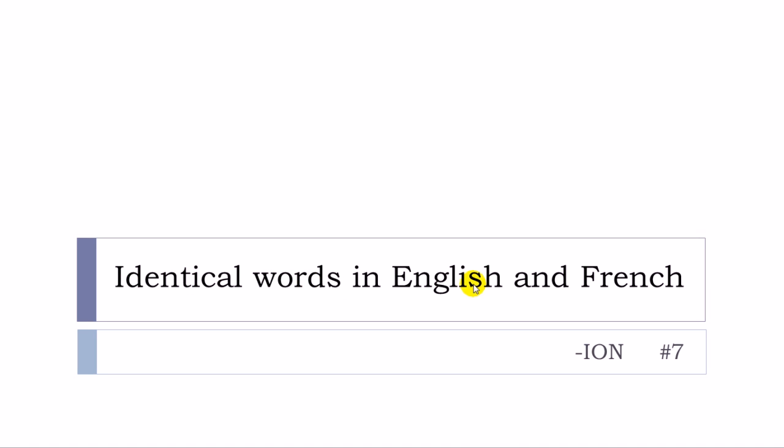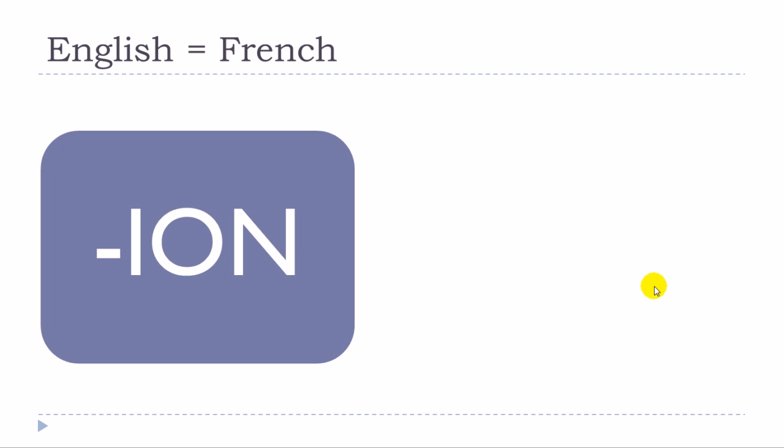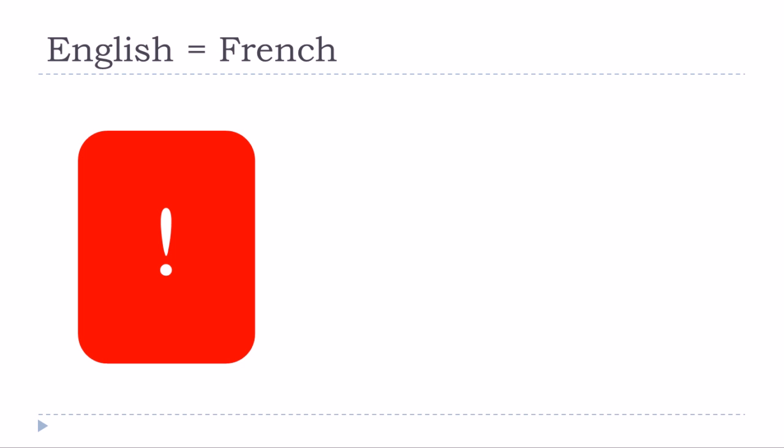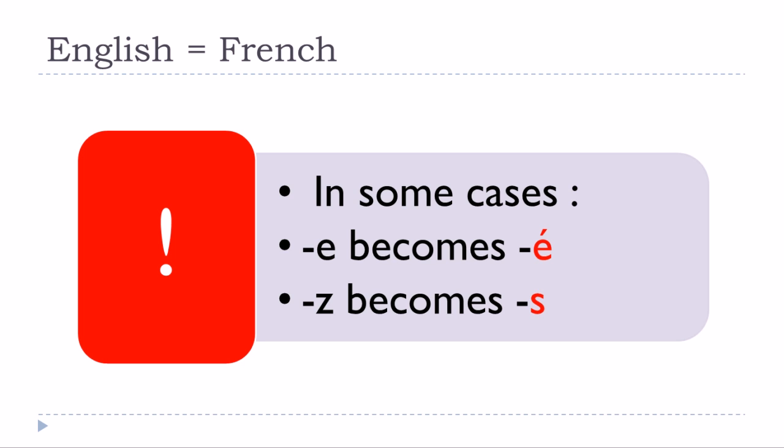Identical words in English and French, and we'll only focus in this video on the words in English that end with EON, because in many cases they will be exactly the same in French, but you should keep in mind that it's not all the time true. So first, the word must exist in French because it's not the case all the time. And then the second thing that you should keep in mind, in some cases, the writing of these words will change a little bit. Okay?